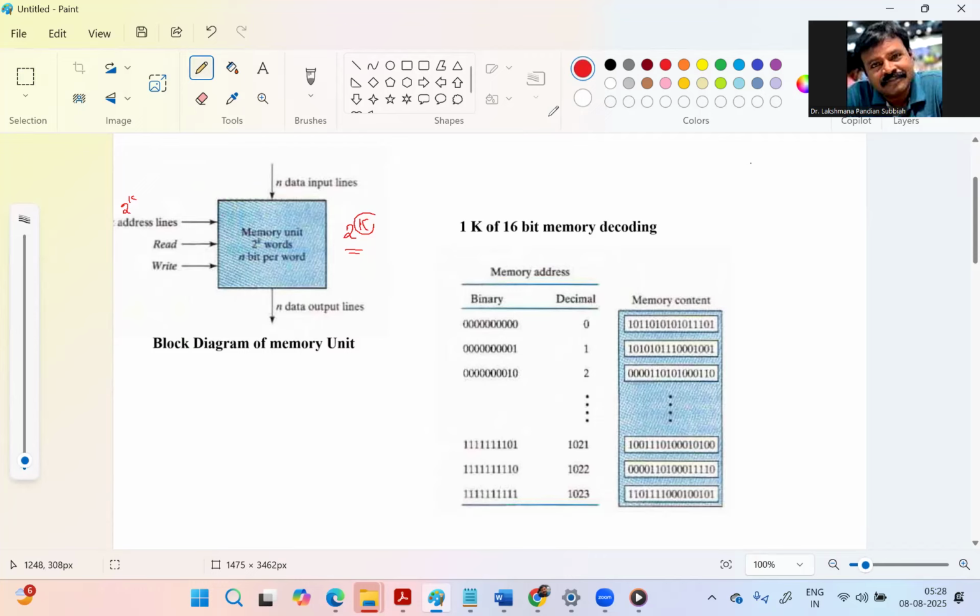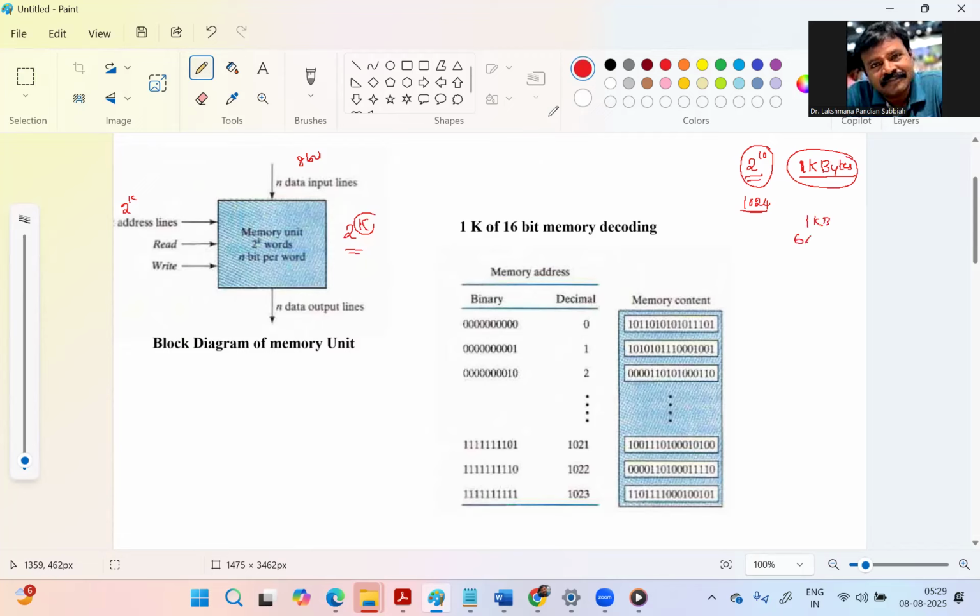For example, if K is 10, that means 2 power 10, which is 1 kilo. If the data line is 8 bit, then we have 1 kilobyte. For 1 kilobyte, the address line required is 2 power 10, which is 1024, that is 1K. So this is a 1 KB memory.